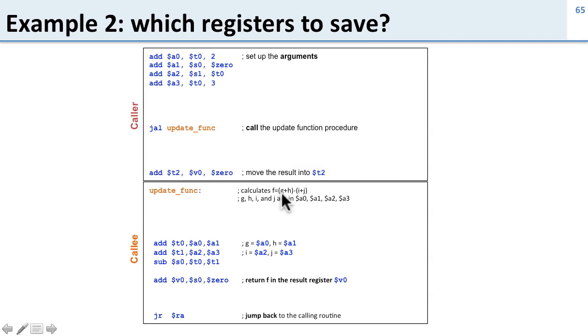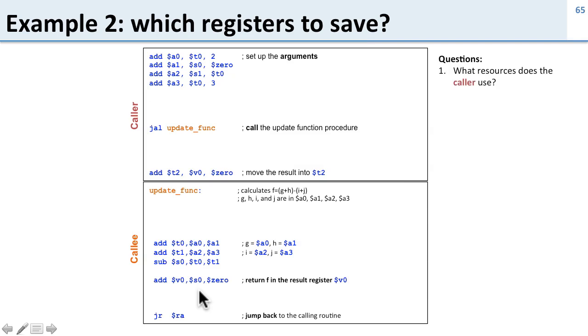It's doing this function we saw before, f equals g plus h minus i plus j. You can see we have two temporaries that we use here. We end up with the results in S0, and then at the end, we move S0 to our result register to return the results to the calling procedure.